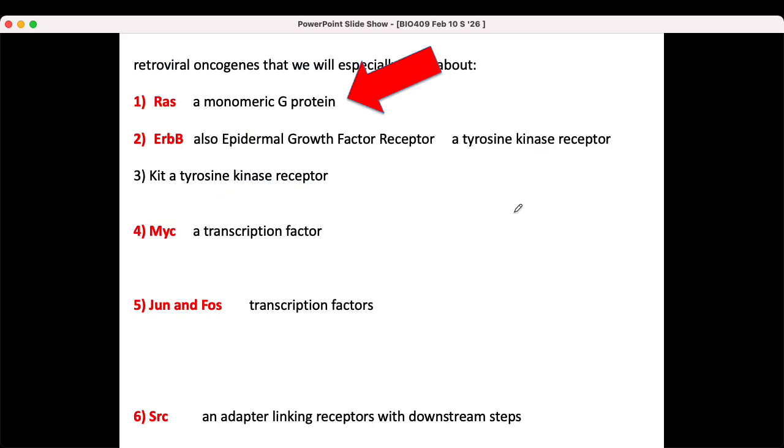So we say RAS is a monomeric G protein, and people don't usually say monomeric, they just say RAS. But you'll see that when we talk about the very important G protein coupled receptors, they also activate a G protein, and that story is very different. It's a trimeric G protein. So we're just going to always call this a monomeric G protein just to keep us sorted out. And where does it play a role? In the receptor tyrosine kinases.